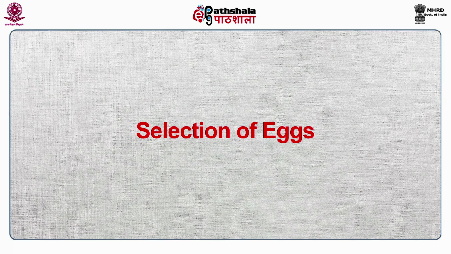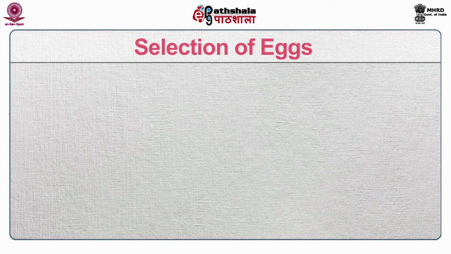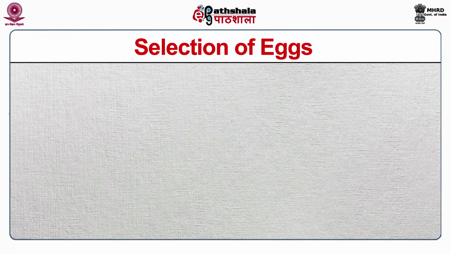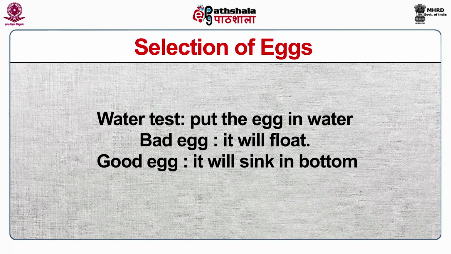Selection of eggs. Check for cracks in the shell, which could let bacteria in and contaminate the eggs. Freshness of an egg can be checked by the following methods. The first one is the water test. Put the egg in water. A bad egg will float. A good egg will sink to the bottom.